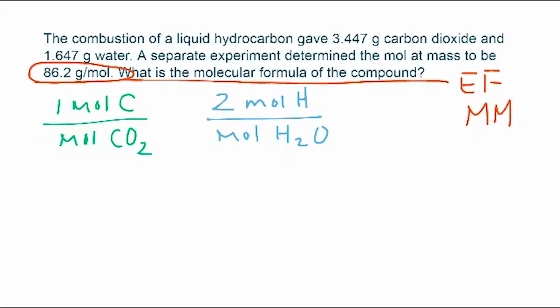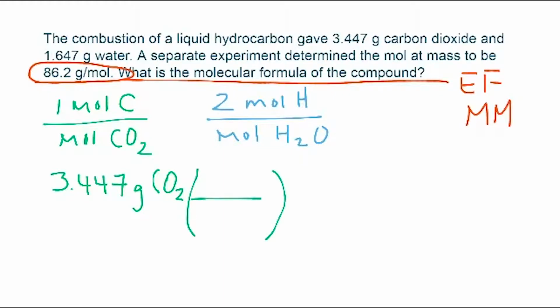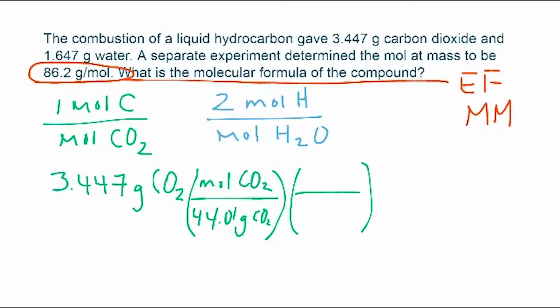Let's begin with the carbon. We're told that in the combustion 3.447 grams of carbon dioxide are produced. We know in stoichiometry that we need to use the mole ratio, so the first step has to be to turn our grams of carbon dioxide into moles, which we can do using the molar mass: 44.01 grams of carbon dioxide per mole of carbon dioxide. Now we can use the mole ratio that we just discussed, which tells us that for every mole of carbon dioxide formed, there must be 1 mole of carbon in the unknown hydrocarbon.